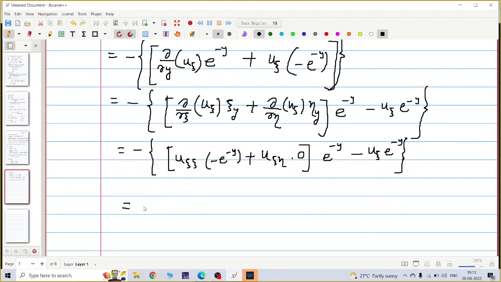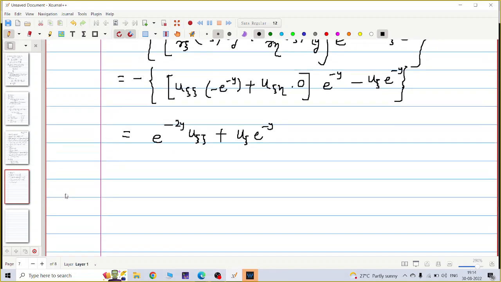So this is e power minus 2y u_xi plus e power xi into e power. Tell me, this is minus, so this minus and minus plus, and even here minus. So minus plus. Which is okay? Up to this.